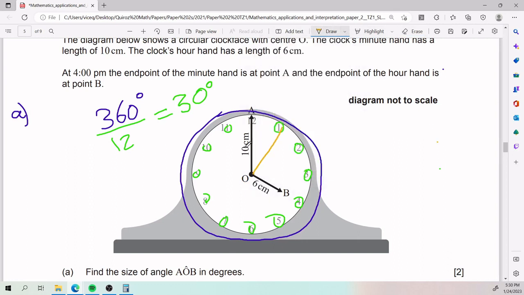So from here to here, I have 30 degrees. From here to here, I have another 30. From here to here, I have another 30, etc., until we reach number 4. See? And so here I have 4 30s, so I have 4 times 30. It's going to give you 120. So part A is 120 degrees, and that is the method.